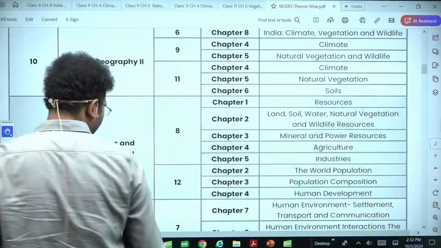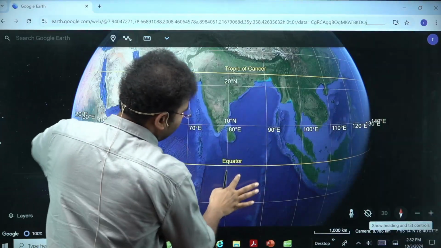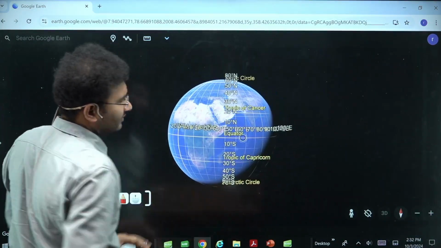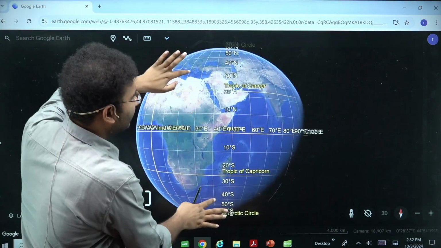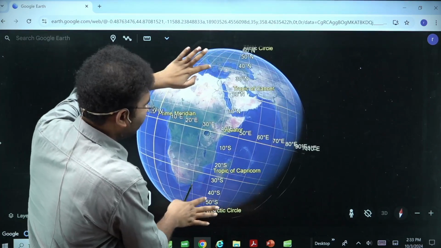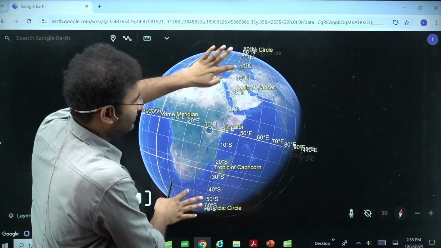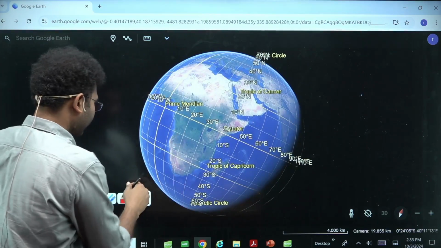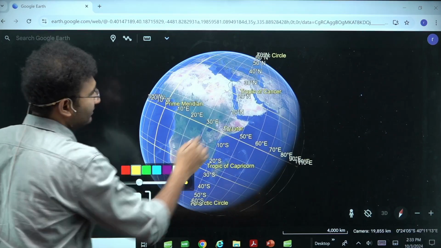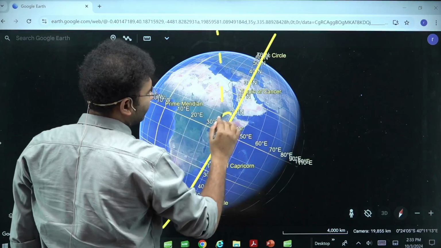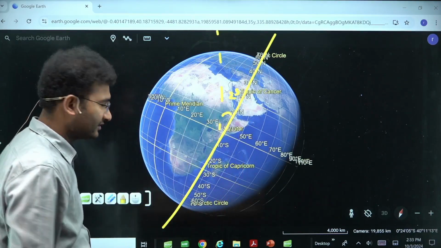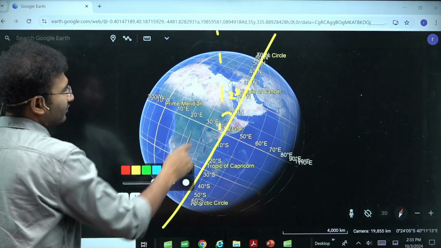For this, you also need to know one thing: the primary reason for the seasons is the tilt of the earth. This is how the tilt of the axis is there. At any given point of time, imagine the earth is tilted by 23.5 degrees. This 23.5 degree tilt is the reason why you are going to have seasons.